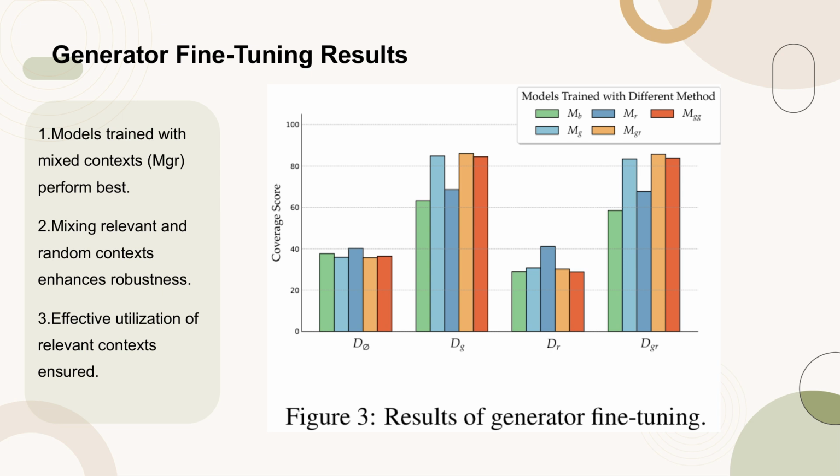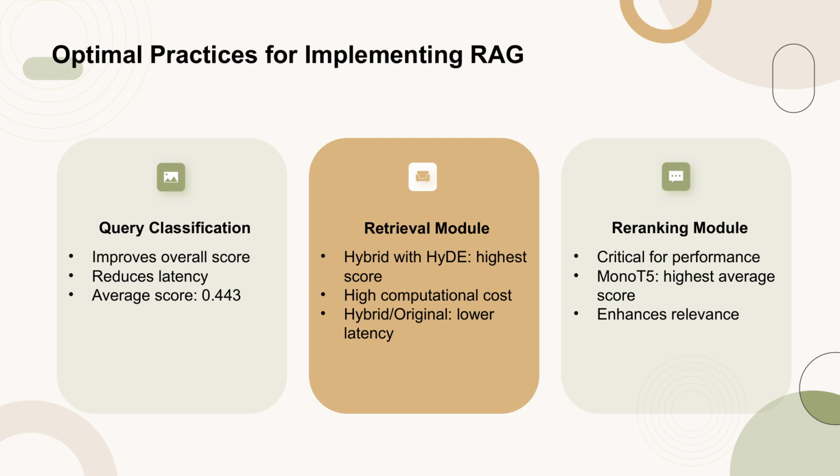approach. The study identifies several key practices for optimizing RAG implementation. Firstly, the query classification module significantly improves both the effectiveness and efficiency of the system, leading to an average score improvement from 0.428 to 0.443 and a reduction in latency from 16.41 to 11.58 seconds per query.